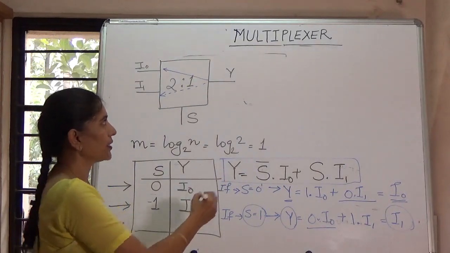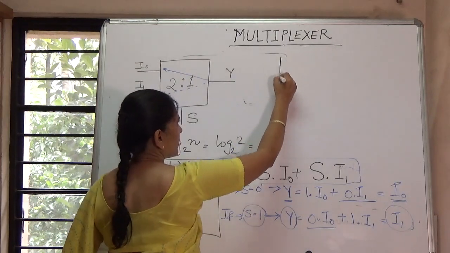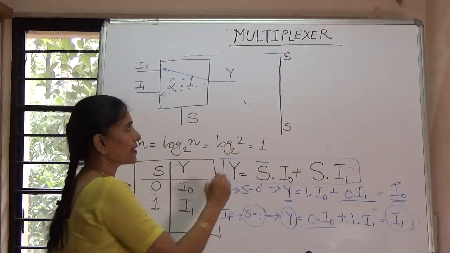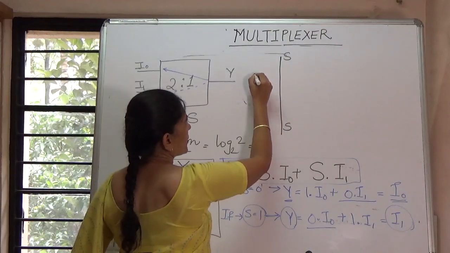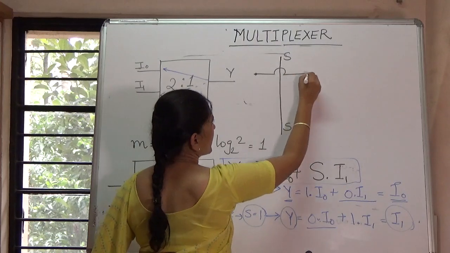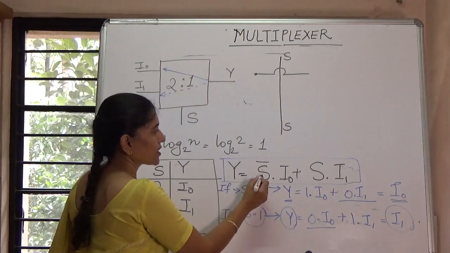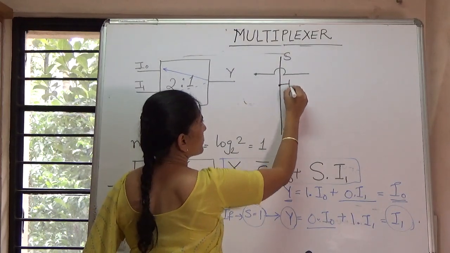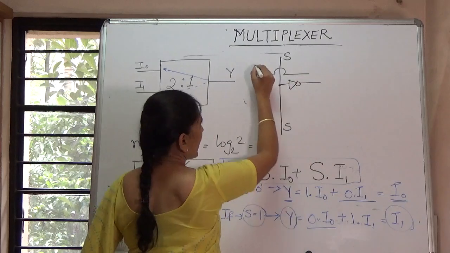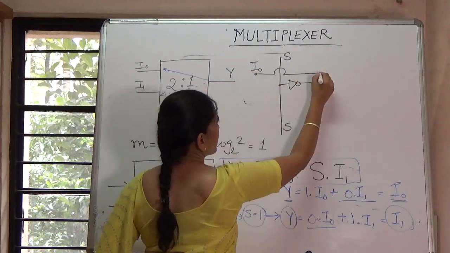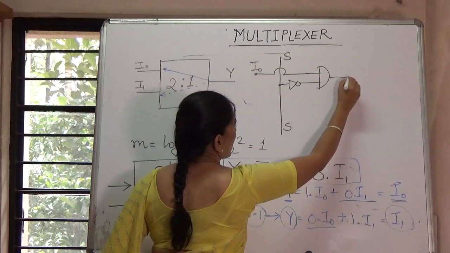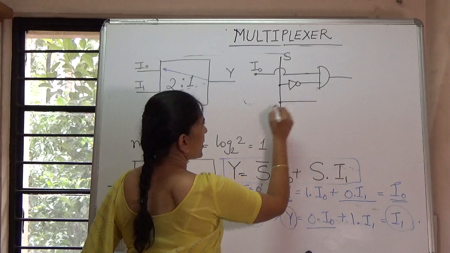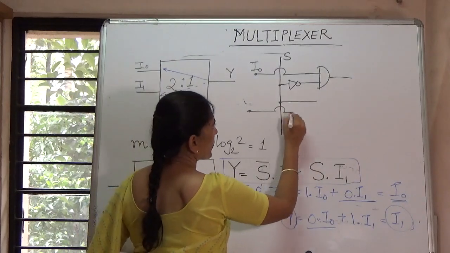Let us quickly implement this. So we have the select line S. I am just naming them on both the sides. We have the I0 line. The first term is S bar dot I0. So we take S bar and AND it with I0. The second term is S dot I1. So we take S as it is, and then we have the I1 input.